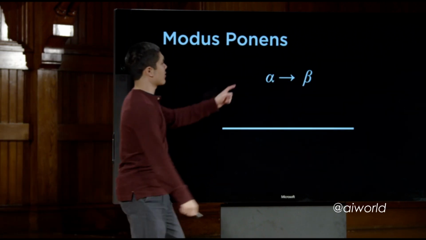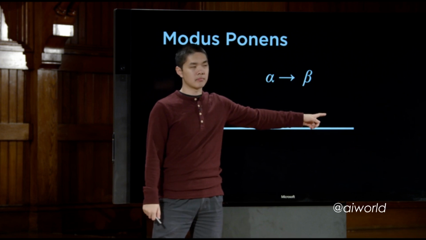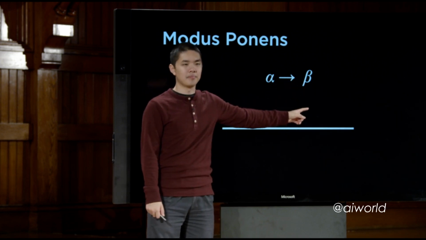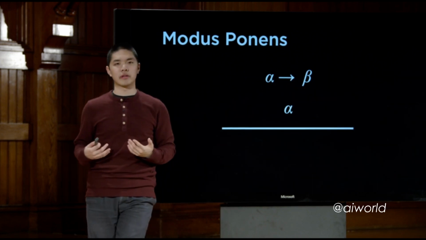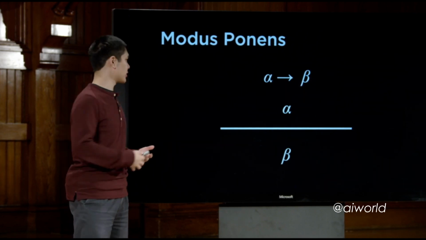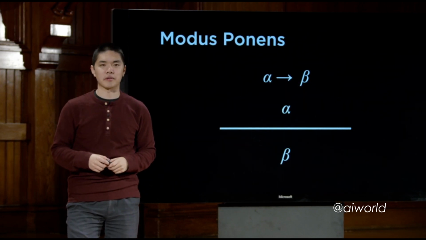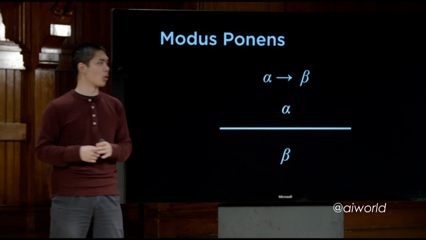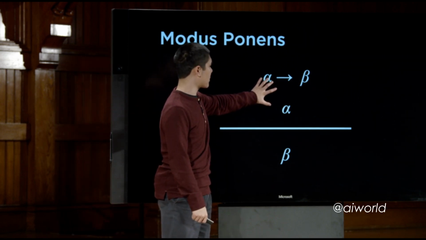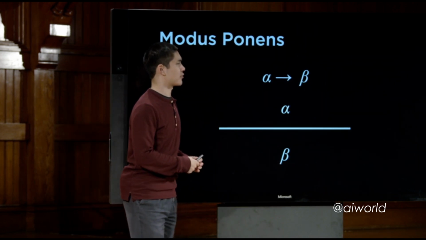If we know that alpha implies beta, in other words, if alpha, then beta, and we also know that alpha is true, then we should be able to conclude that beta is also true. We can apply this inference rule to take these two pieces of information and generate this new piece of information.